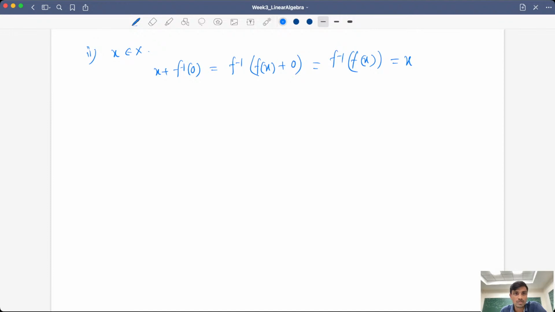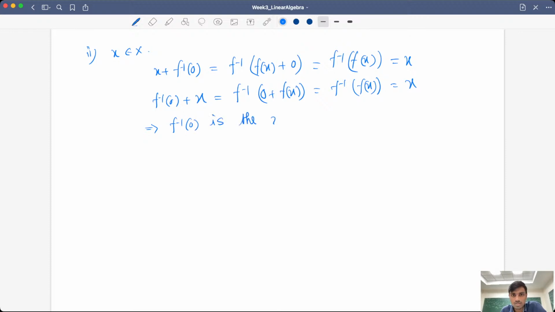Also, if this plus is commutative, you can take this also. So again by definition this is 0 plus fx, which is f inverse of fx, which is x. So this implies that f inverse 0 is the identity element, or zero element.